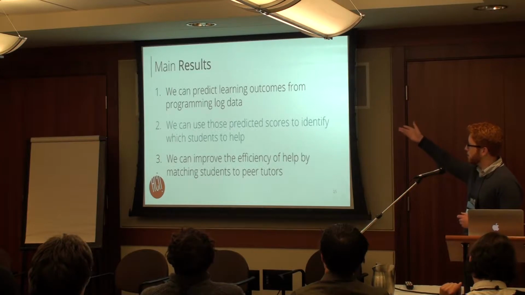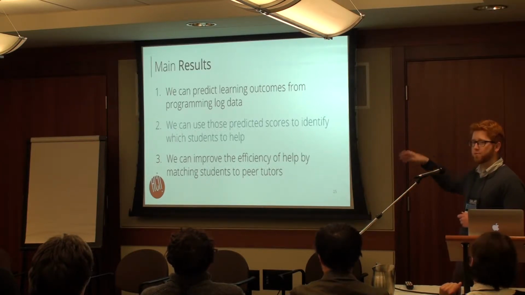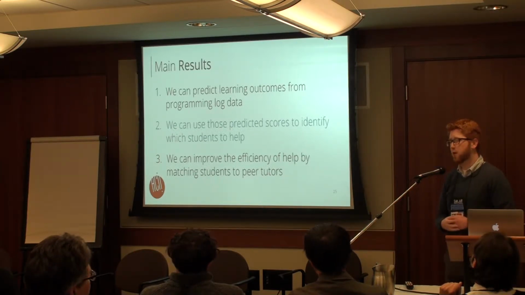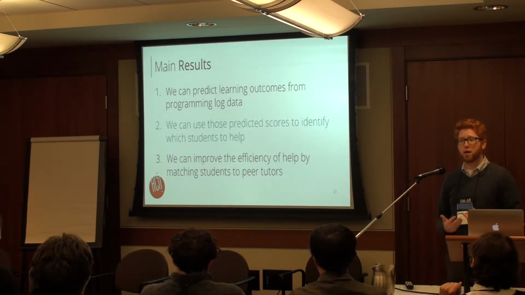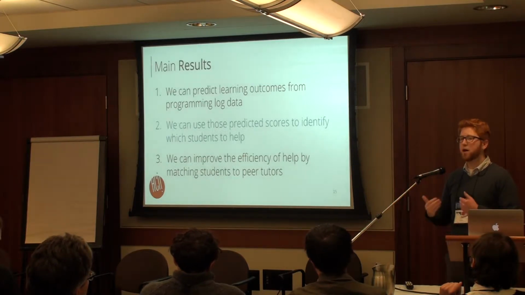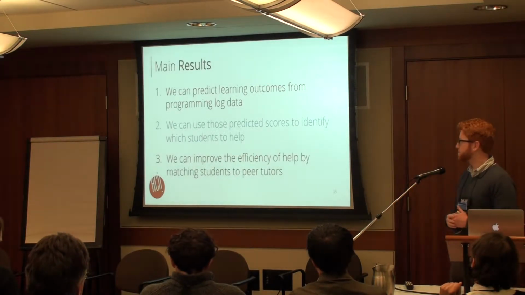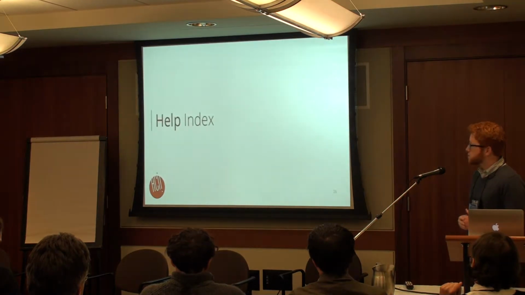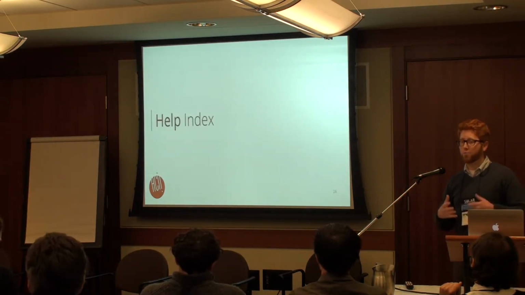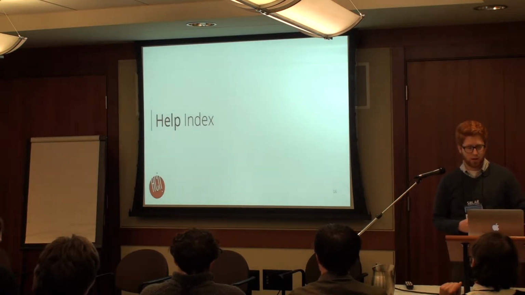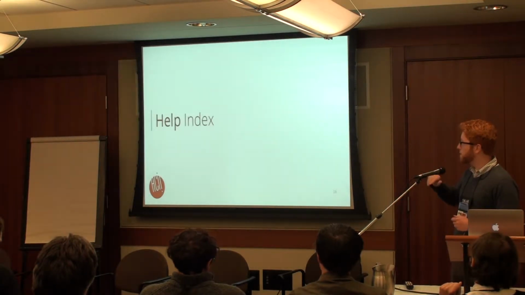So we've demonstrated that we're able to predict learning outcomes with some degree of accuracy from low-level log data. The next thing we're going to do is return to our big question, which is, can we use these predictive models to help us choose which students to help? To do this, we needed a metric for evaluating how well we're succeeding at this goal. So we developed a metric we call the help index.